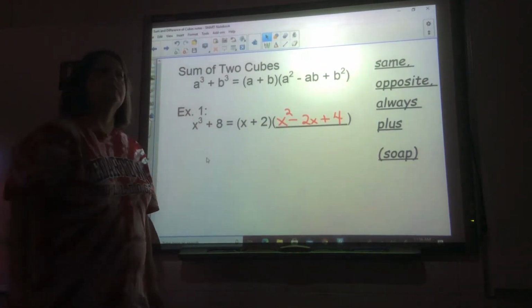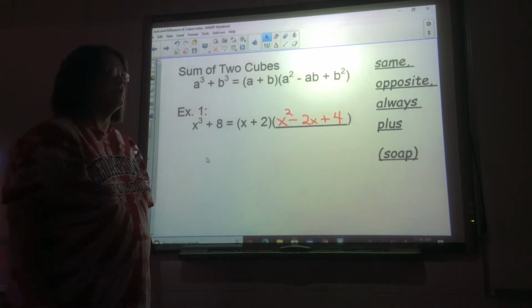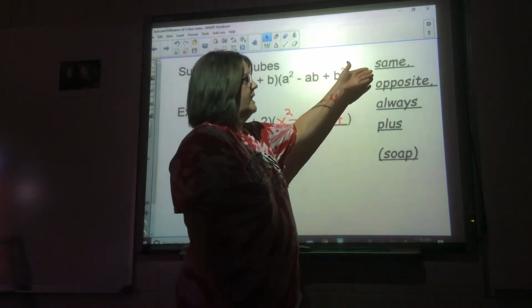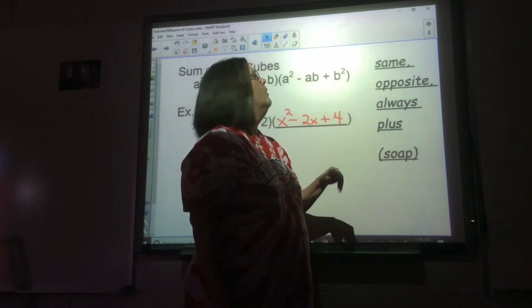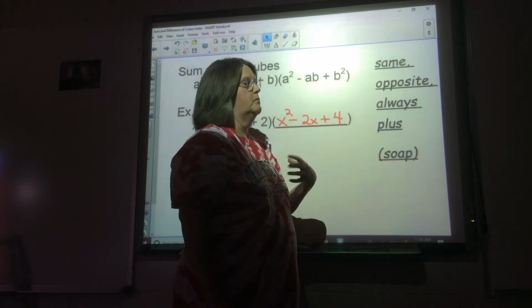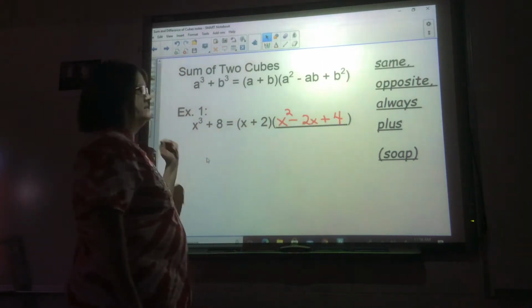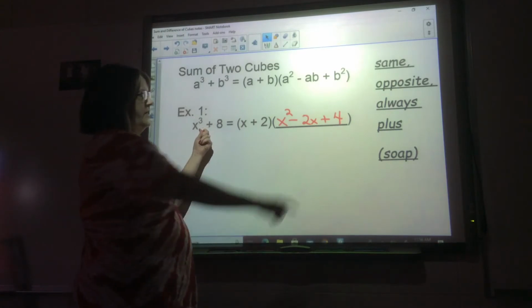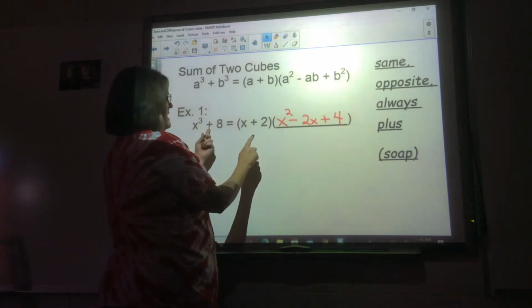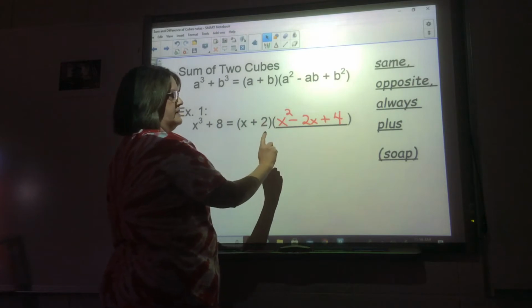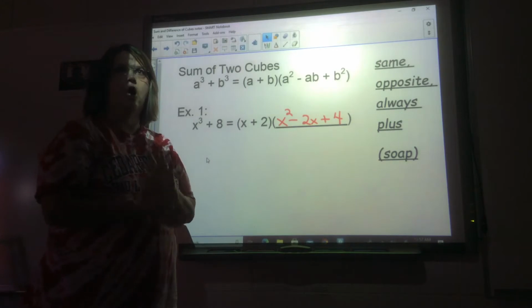We are going to factor the sum and difference of two cubes today. I have typed over here: same, opposite, always plus, and it spells the word SOAP. What that means is, when I'm putting in my signs, my pluses and my minuses, I start with the same sign. So if this is plus, this gets a plus. Then I go to the opposite sign. Since this is plus, this is minus. And the one on the end is always plus. So it's same sign, opposite sign, always plus.